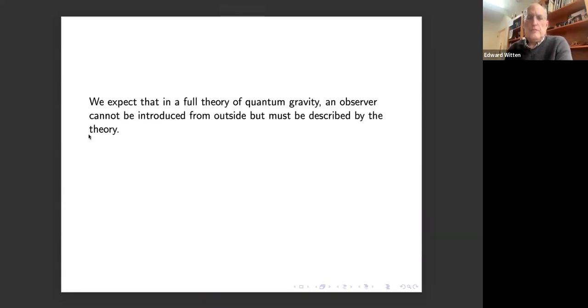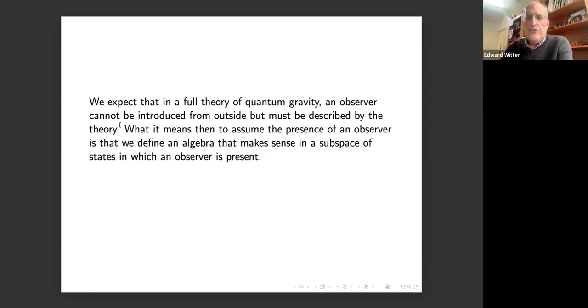Now, we can expect that in a full theory of quantum gravity, an observer cannot be introduced from outside, but must be described by the theory. For example, we ourselves are modeled by the standard model, which is the model that we use to describe particle physics. What it means to assume the presence of an observer is that we define an algebra that makes sense in a subspace of states in which an observer is present. We don't try to define an algebra that makes sense in all states. No one would be able to make use of such an algebra.